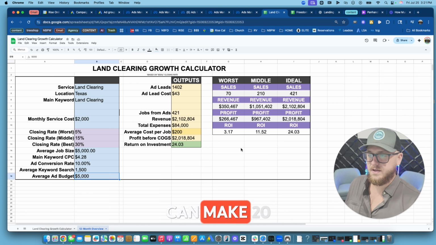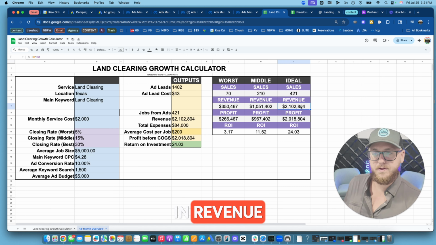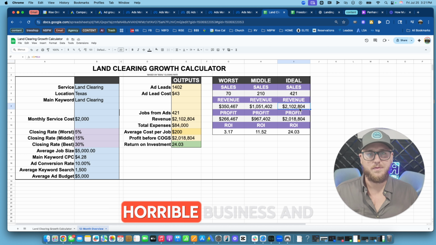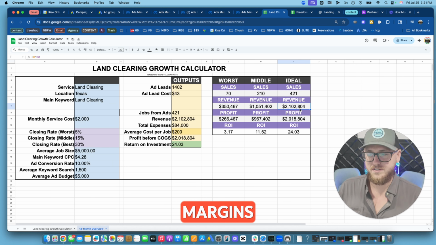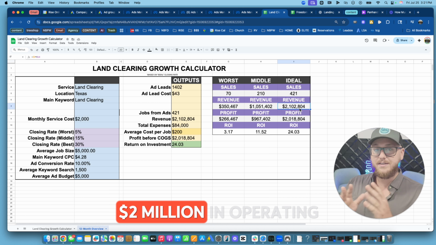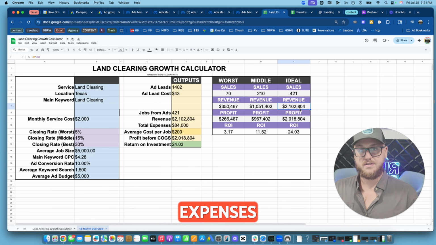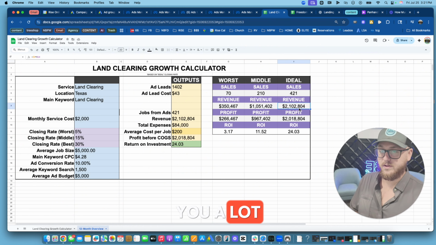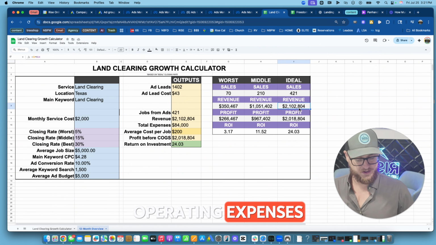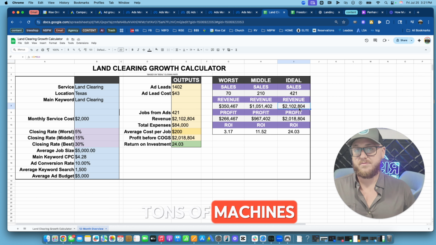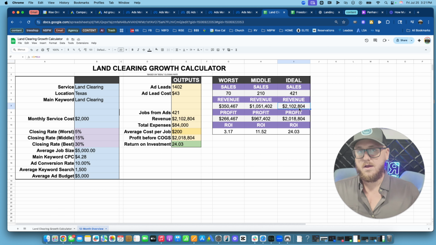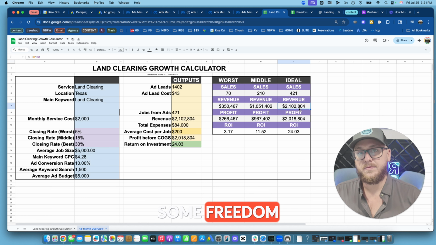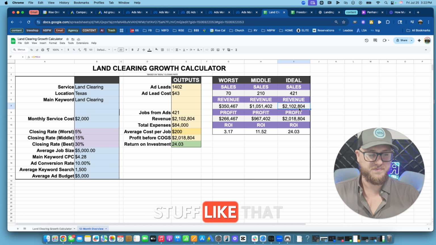Because if you can make $2 million in revenue, hear me out, you run a horrible business and you have no margins, you could have $2 million in operating expenses and still take money home. And that gives you a lot of room to grow. At $2 million in operating expenses, you're going to have tons of machines, people, payroll. That's where you can kind of start to get to that level where you have some freedom. You have managers in place, stuff like that.